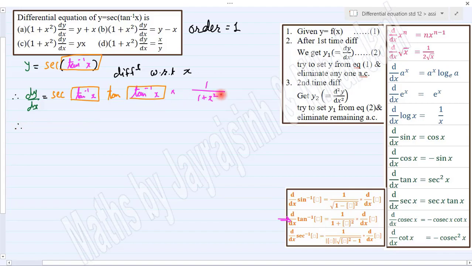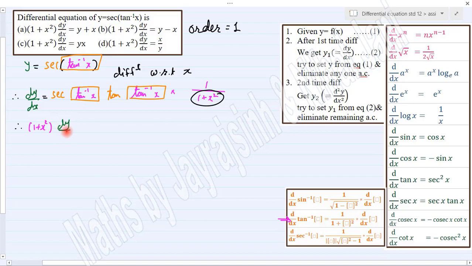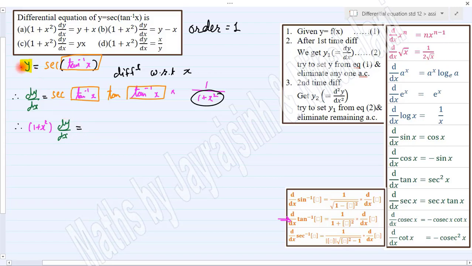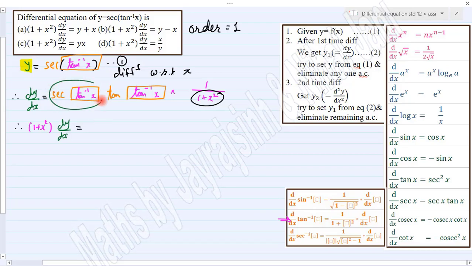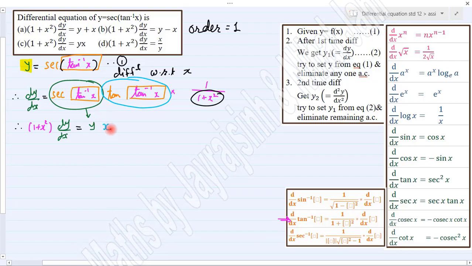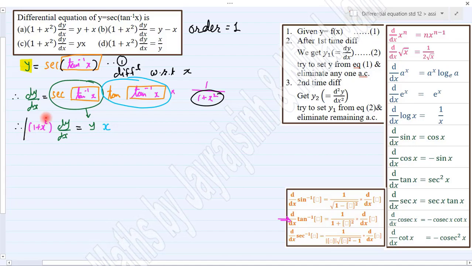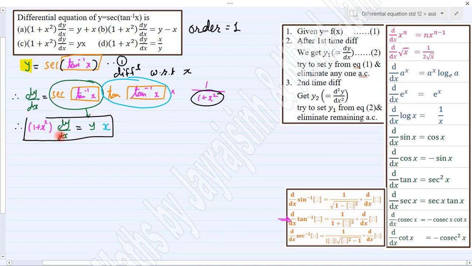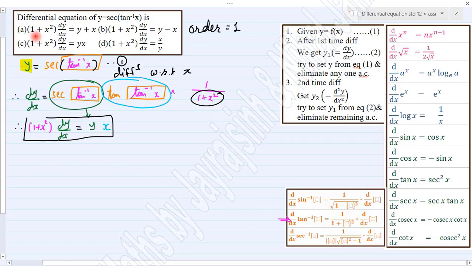Now if we move this 1 plus x square on the left side, we will get 1 plus x square into dy by dx is equal to sec tan inverse x, which is your y from equation number 1. So let's write down this sec tan inverse x as your y. And tan and tan inverse are inverse functions of each other, so tan inverse x will be your x. So we get our required differential equation 1 plus x square into dy by dx is equal to y into x, which is given in option C.